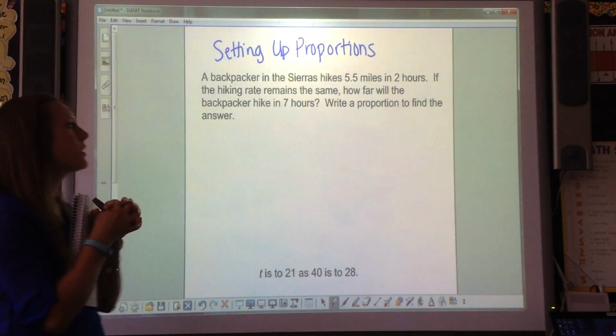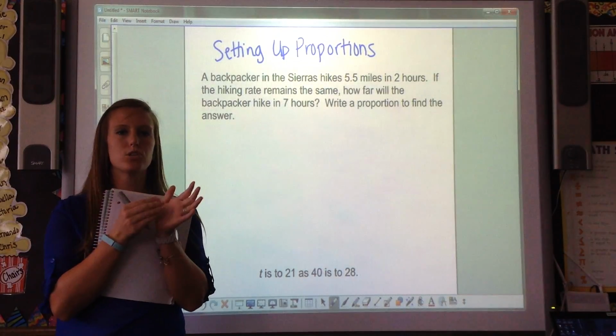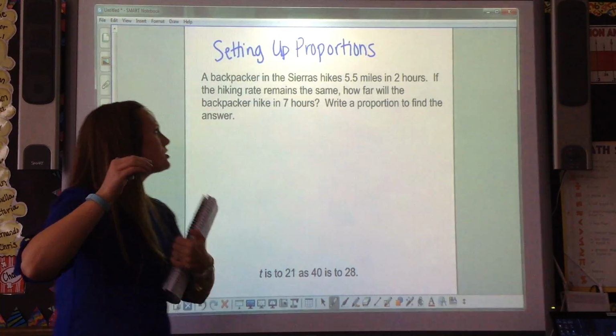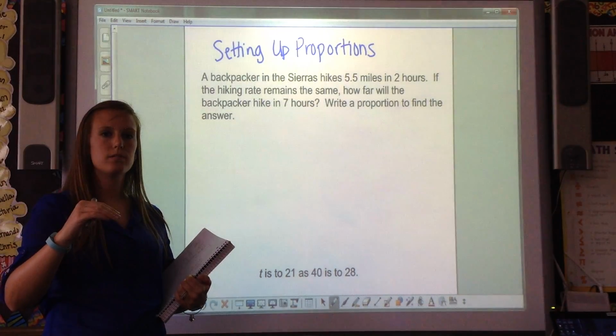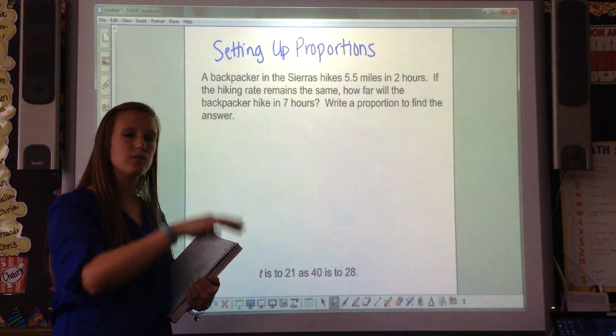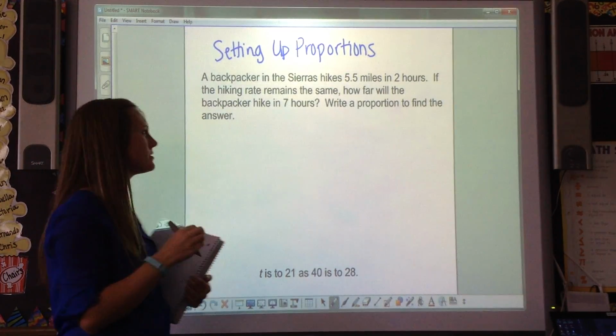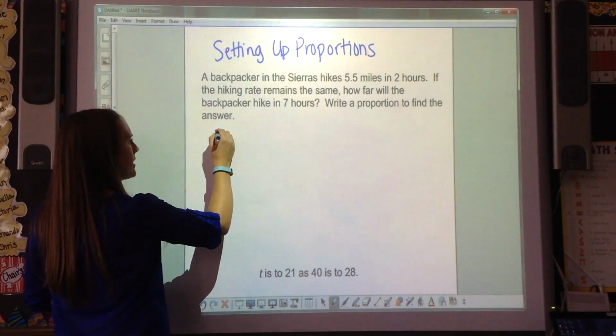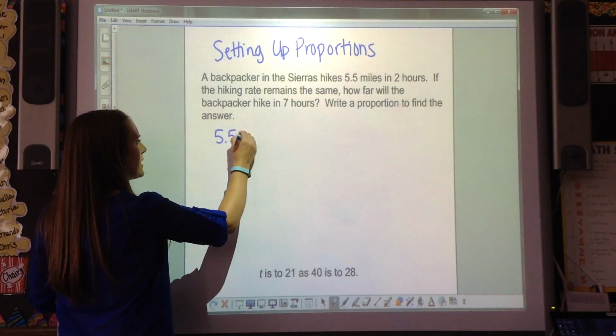Okay, it's important when you're writing proportions that both ratios are in the same order. So I should have miles over hours on both sides. I can't have miles over hours on one side and then hours over miles on the other side. They have to be in the same order. I'm going to do miles per hour on both sides.